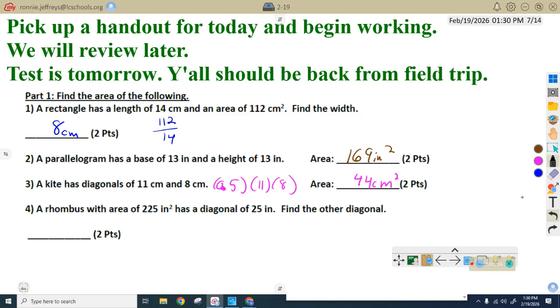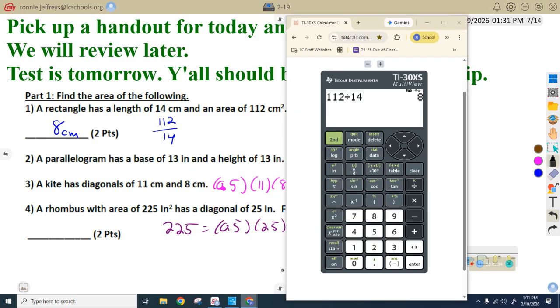Alright, a rhombus has an area of 225. So 225, and it has a diagonal of this. So this would be 0.5 times 25, find the other one. Well, 25 times 0.5.